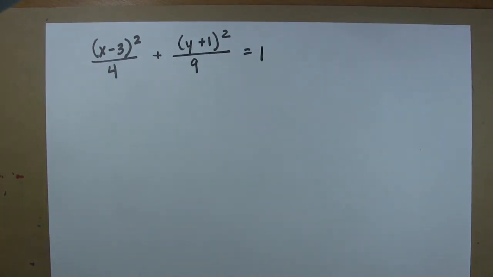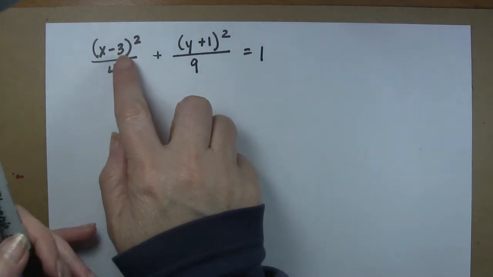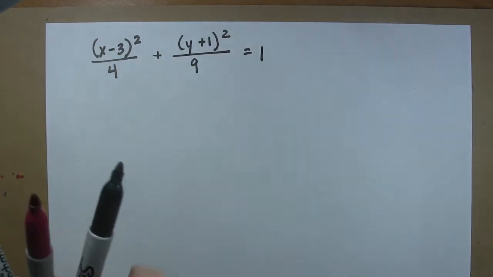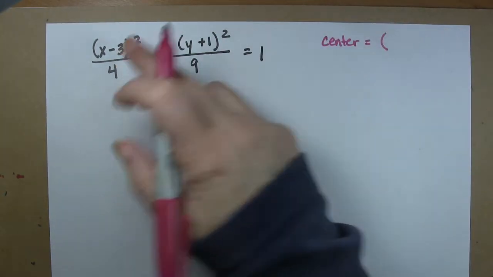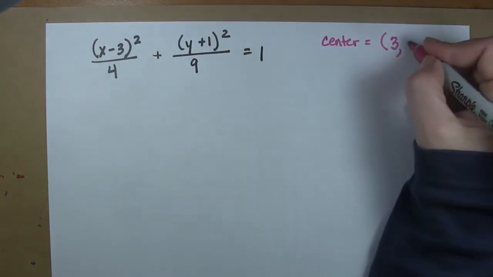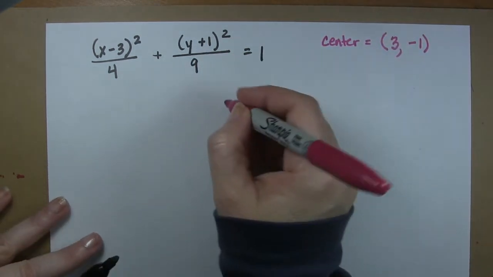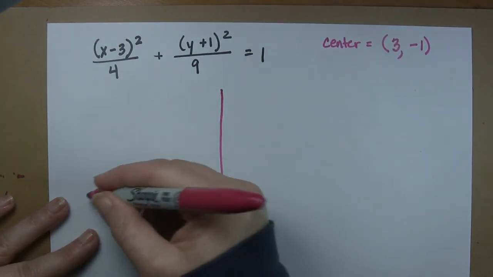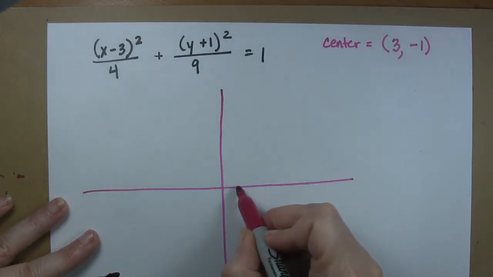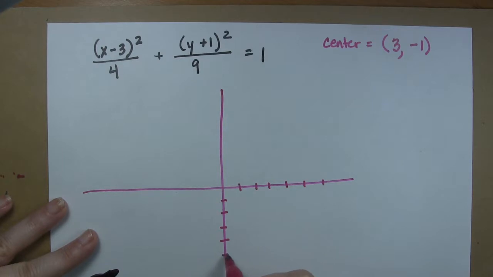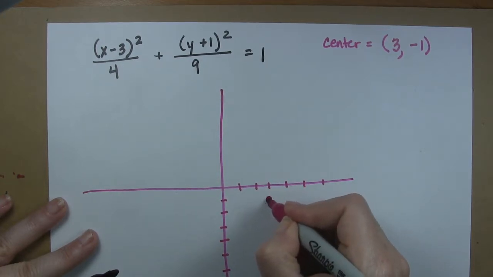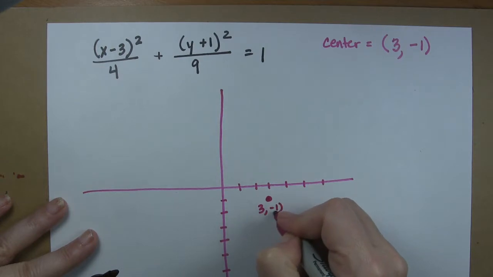Now, you should know from looking at that that it is an ellipse. And you should also be able to tell that our center is not at the origin. What is our center? Well, our center is positive 3, negative 1. Okay, great. So let's graph this beast. Center is positive 3, negative 1. I'm going to mark it right here, 3, negative 1.